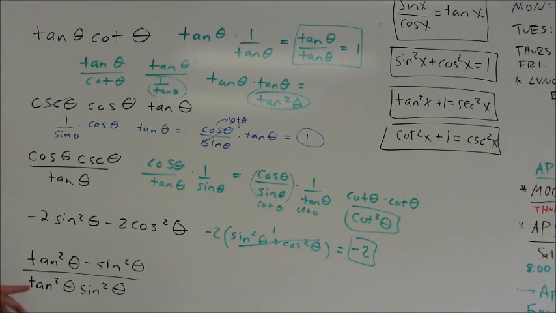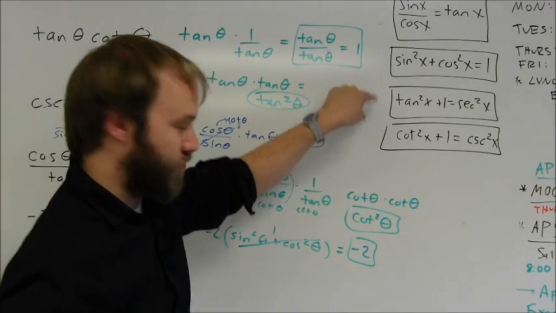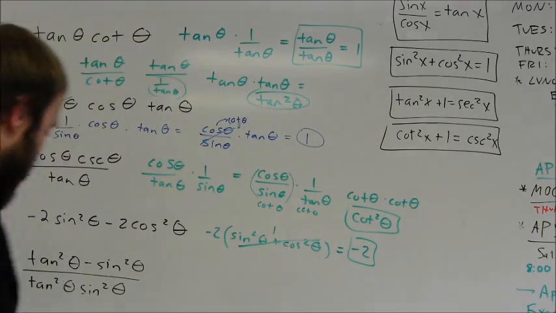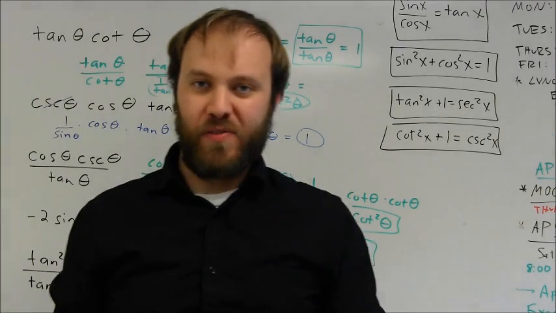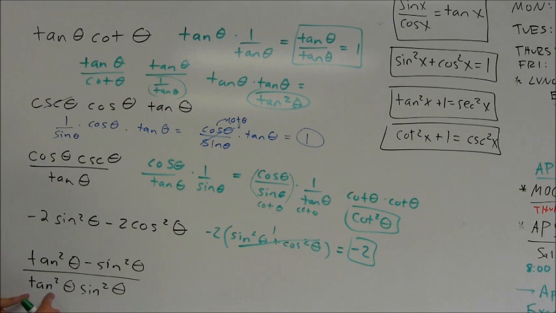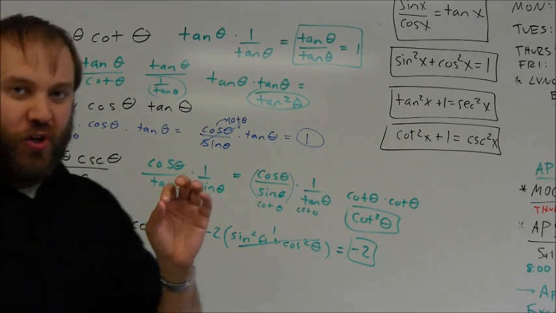My last example here, tangent squared minus sine squared over tangent squared sine squared. I actually checked to see if that follows one of these ideas. It doesn't. Now, I noticed something when I looked at this problem. It looks like a tangent squared cancels here, maybe some sine squareds cancel. You have to be really careful.